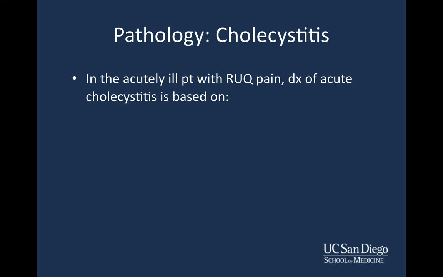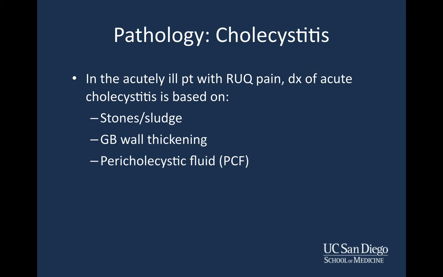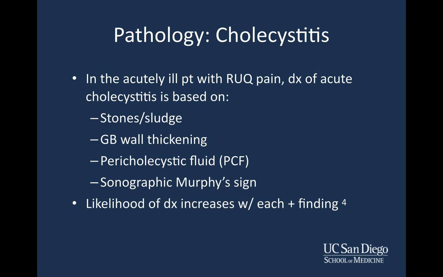In the acutely ill patient with right upper quadrant pain, the diagnosis of acute cholecystitis is based on the following: the presence of stones or sludge, any notable gallbladder wall thickening, the presence of pericholecystic fluid, and the presence or absence of a sonographic Murphy sign. The likelihood of your diagnosis is going to increase with each positive finding.